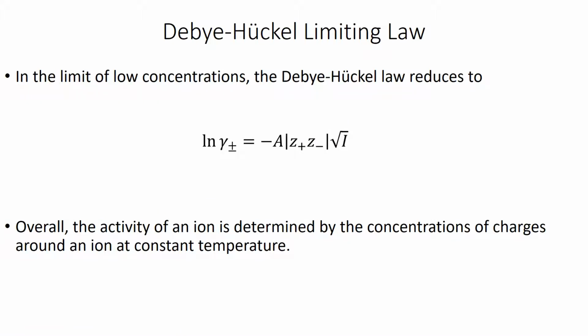Now, we're going to discuss the limiting law. In the limit of low concentrations, you can rewrite the Debye-Huckel law very simply as log gamma equals minus A, absolute value of Z plus Z minus, root I. A very simple equation. The value for A is still the same as I quoted before, provided it is water at 25 degrees Celsius. So overall, the activity of an ion is determined by the concentrations of charges around an ion at constant temperature.